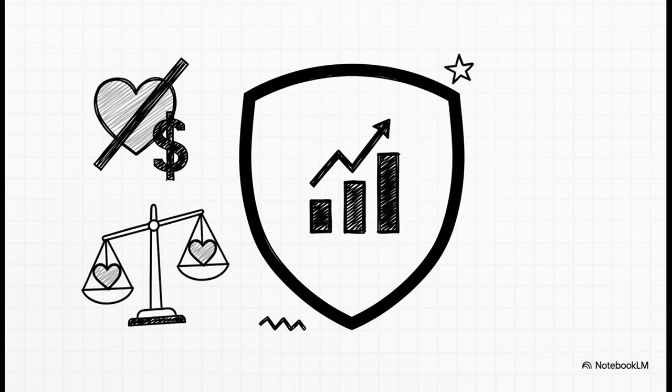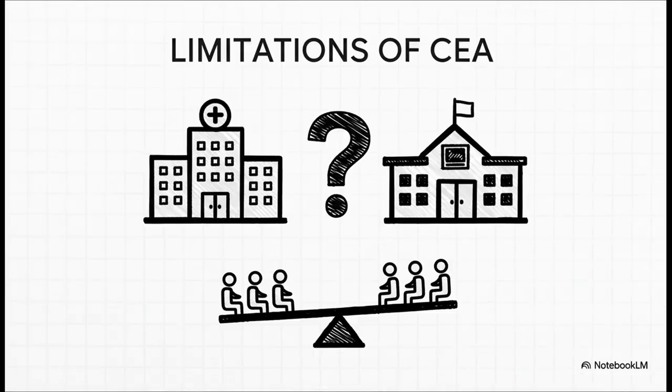Now, this approach has 2 big strengths. First, by focusing purely on health benefits, it kind of sidesteps the really complex ethical challenge of putting a price tag on a human life. And second, because its rules are more standardized, it's way easier to confidently compare very different things, like, say, a new cancer drug and a new vaccine. But that narrow focus is also its biggest weakness. It's awesome for comparing 2 health programs, but it can't tell you if you should fund a new clinic or, say, a new school. And because its main goal is just to maximize total health, it doesn't automatically factor in things like fairness or equity.